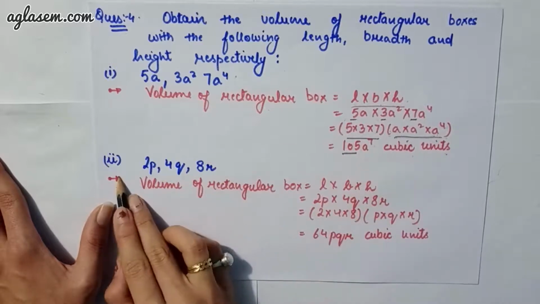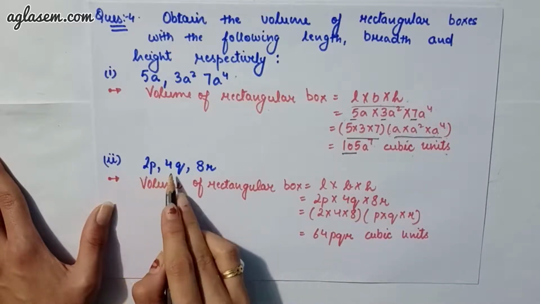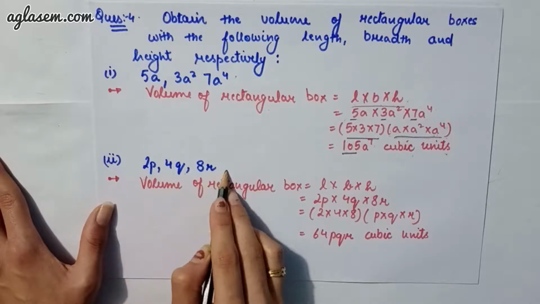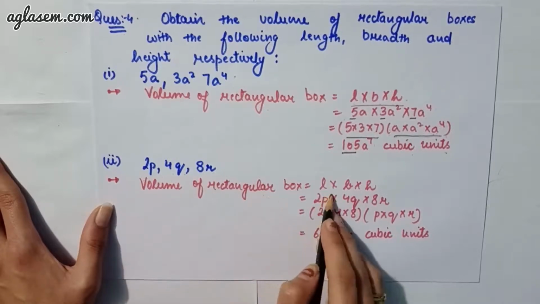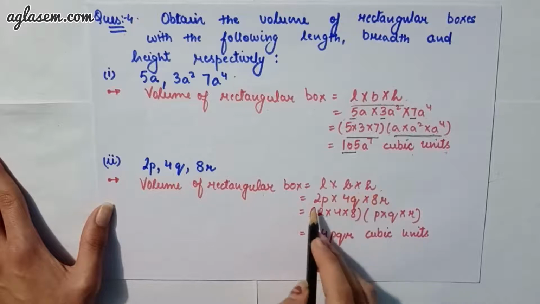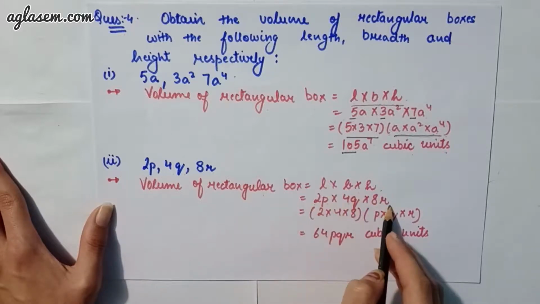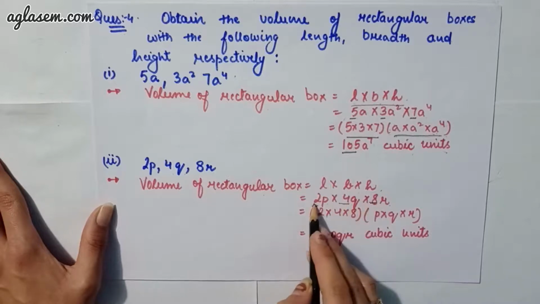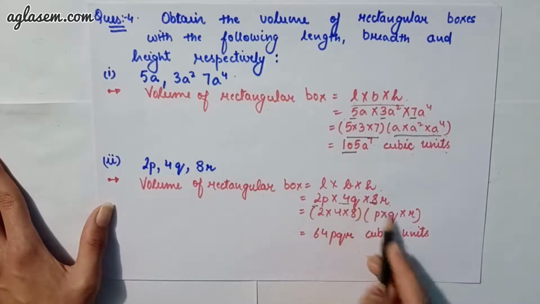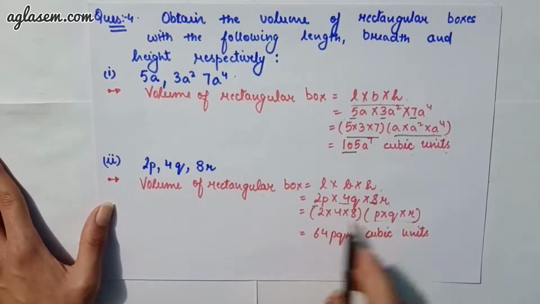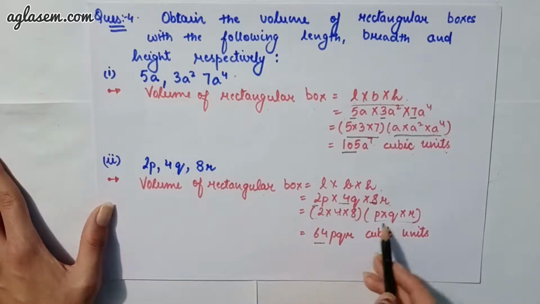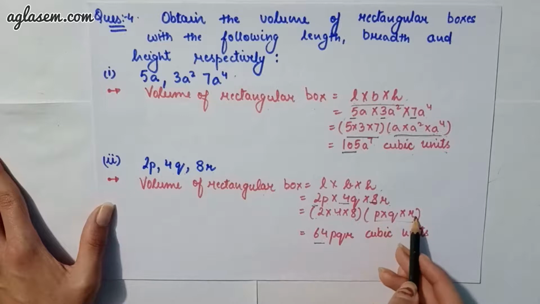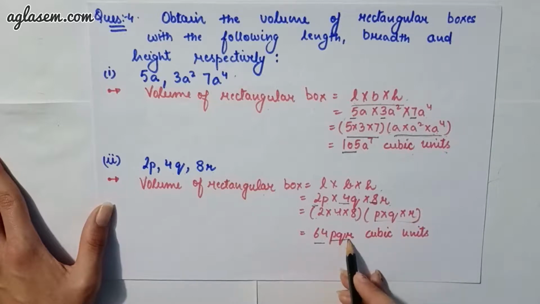Moving to our second part, which says 2p, 4q, 8r, volume of rectangular boxes L into B into H. That is 2p into 4q into 8r. Now again we have to take the digits in one bracket, that is 2, 4, 8. And putting rest in another bracket, we will get 2 4 is 8, 8 8 is 64. Now placing this p into q into r, we will get 64pqr cubic units.